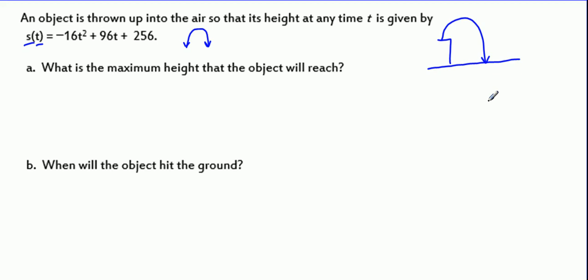Now, there are really two important points in this projectile's path. It has a height at any point, right? But the two points of interest that we usually focus on are the vertex of the parabola, which represents the maximum height. Anytime we're talking about how high does it go, we're really talking about the vertex. And the other point of interest is, when does it hit the ground? And that's really the zero, or x-intercept.